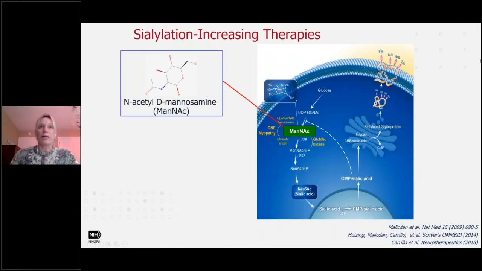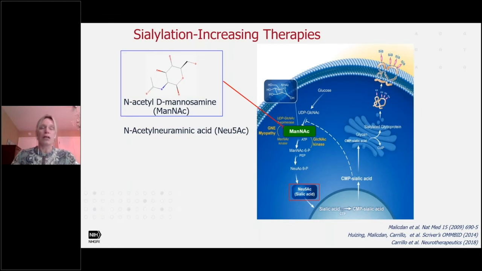So there are other therapies that have been shown to have efficacy in cells and in animal models. One of them is sialic acid. So you could give cells, mice, or patients sialic acid itself. However, sialic acid has a negative charge and has an entry into cells that goes through a different pathway than ManNAc, because of its negative charge.